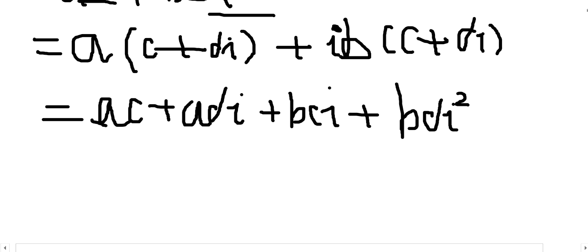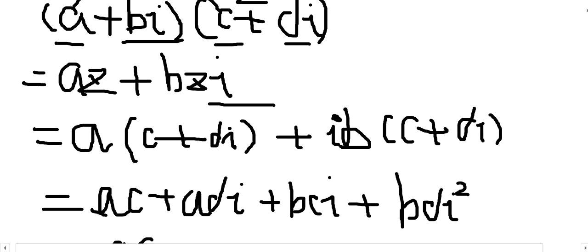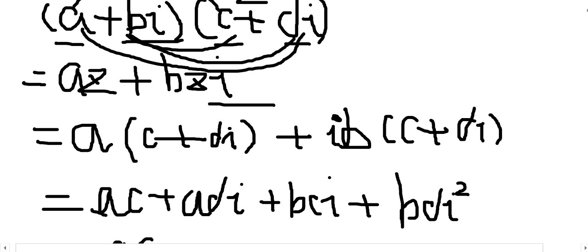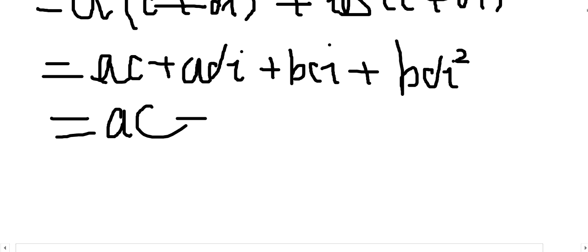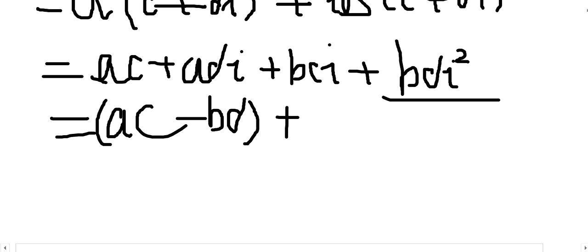Now, ac, we can proceed to the second. Wait, we'll check it first. ac, adi, bci, bdi squared. Now we cannot draw any more arrows, so we proceed, and this is just minus bd, and I will do it quicker, i times ad plus bc.